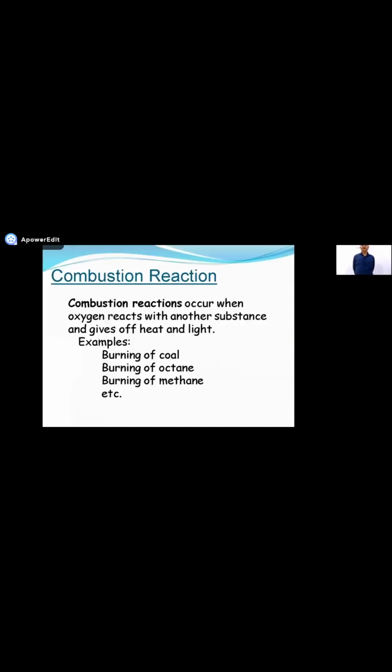So, combustion reaction occurs when oxygen reacts with another substance and produces a large amount of heat and light. Example, burning of coal, burning of octane. Octane is high octane petrol. Methane, whatever you say. Methane is the major part, I told you, of our sewage gas.